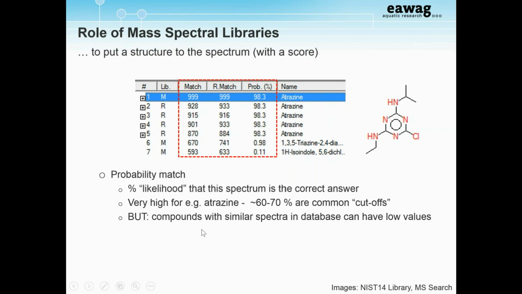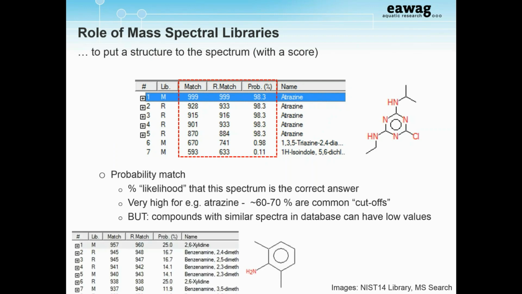The flip side of this is that compounds with very similar spectra in the databases can have very low probability values. And I'll give you a little example here of a dimethyl aniline. What you can see here is that basically the spectral match was a 2,6 isomer, but we've also got the 2,4, the 2,5, the 2,3, a 3,5, and these all have very similar spectra. You can see here their match and reverse match values are actually very similar. The probabilities are also quite low and very similar because the library cannot, in this case, tell you with great confidence which of these isomers it is. So you would be quite confident that you've got a dimethyl aniline, but you would not be extremely confident exactly which one it is based on these results.